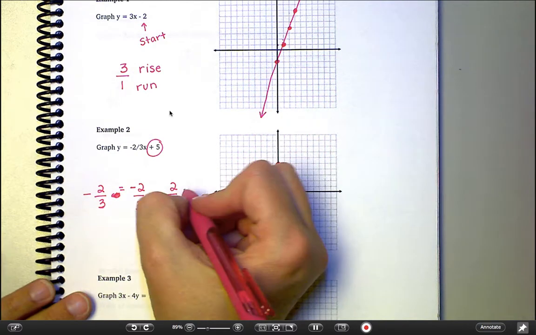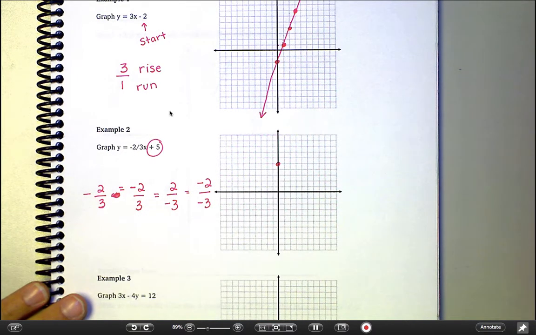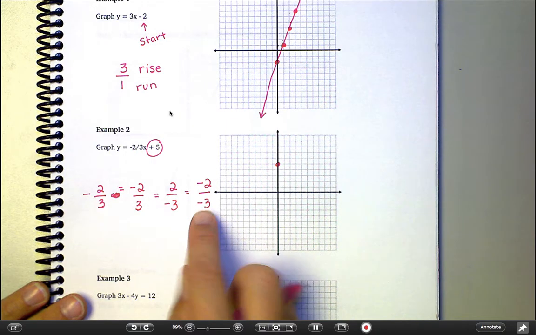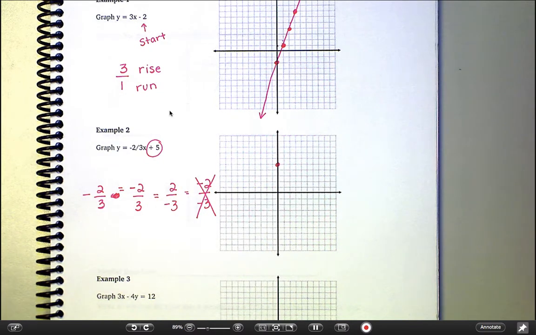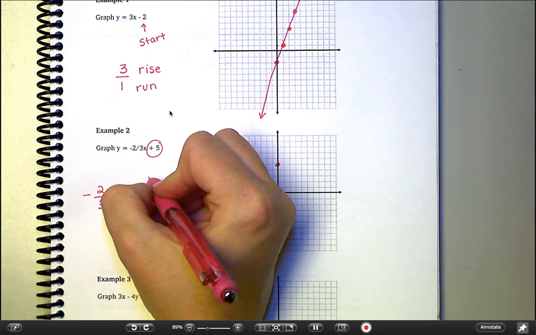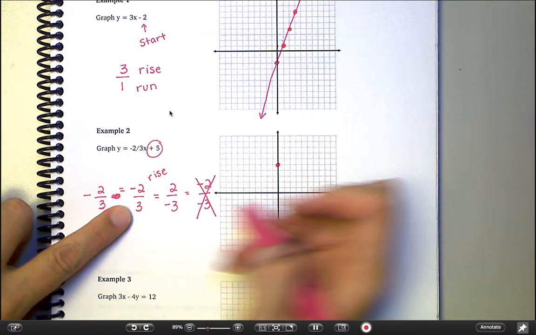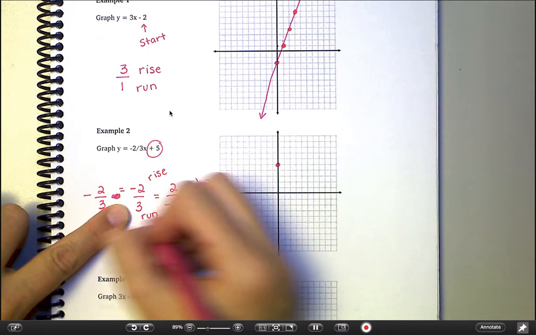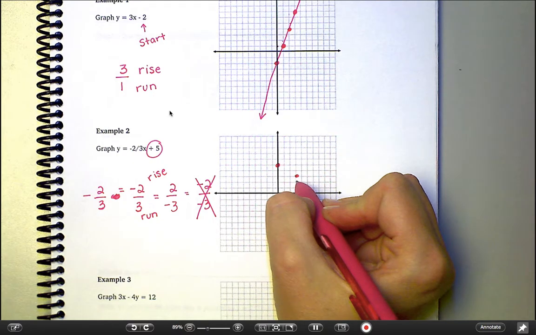This is not the same as a negative on the top and the bottom because the problem is with a negative on the top and the bottom, they would cancel each other out and become positive. So you do not want to do this, okay? So negative on the top is fine, negative on the bottom is fine, just don't put it on both. If I have it up on the top, a negative for my rise means that I'm actually going to go down 2. And then positive for my run means I'll go to the right positive 3. So down 2 and to the right 3. Down 2 and to the right 3.